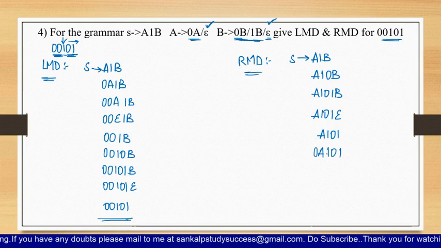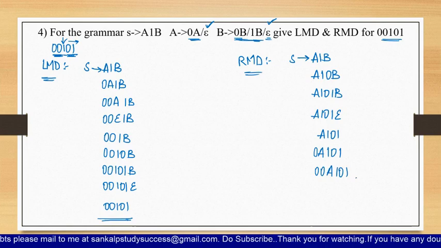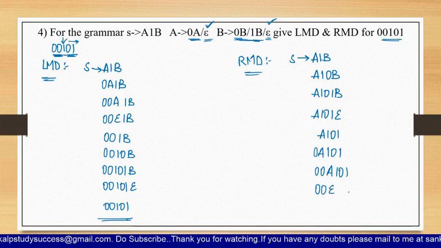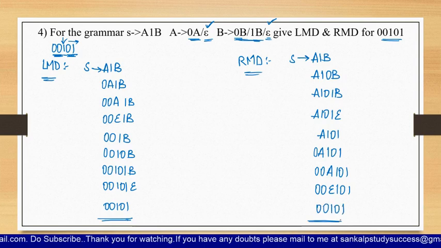0A101. And in the place of capital A, again we are having one more 0, then we are going to substitute again with 0A. 00A101. And if you observe, it is the input string which we got if you remove capital A, correct? Because 00101 is the input string. So in order to remove this capital A, we are going to substitute it with epsilon. So 00 epsilon 101 is nothing but our input string. If you remove epsilon, then you will get 00101. So from the rightmost derivation, we have derived 00101.